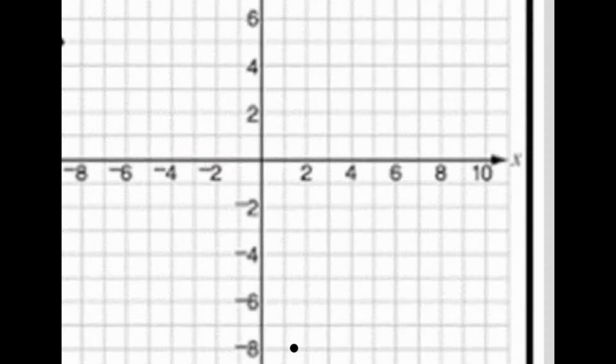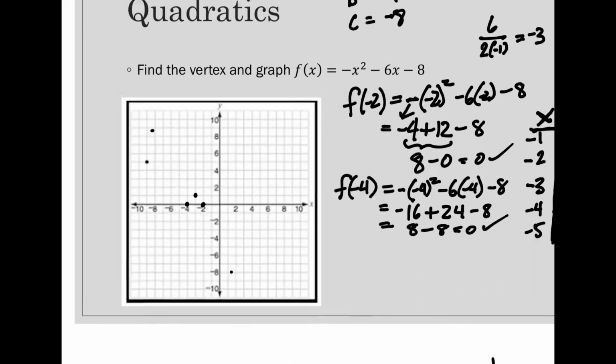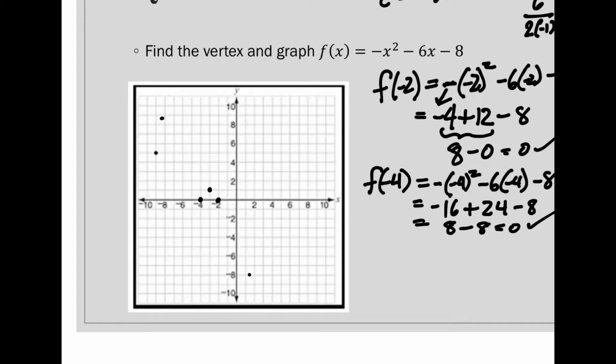I'm not happy with these points, so I'm going to redo them now that I'm zoomed in here a little bit better. Okay, so those are my first few points.